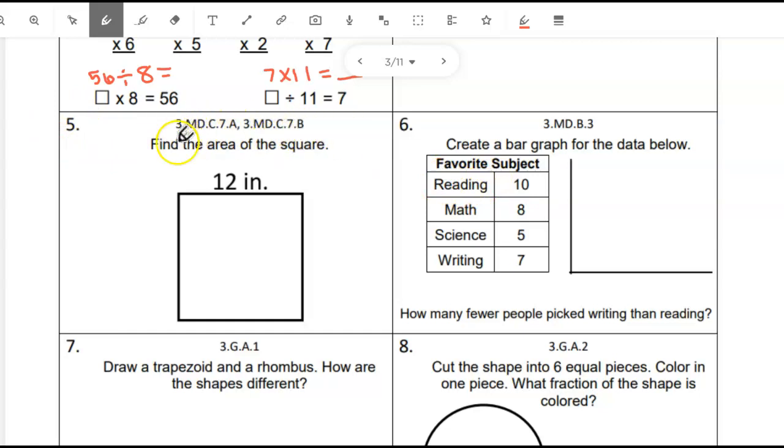Number 5. Now this one can be pretty tricky if you don't know what a square is. It says find the area of the square. A square has 4 sides that are all the same length. So if this side is 12 inches, this side is also 12 inches. Same with this side and this side. Remember, to find the area, we multiply the length times the width. So 12 times 12. An area is always in squared units. So that'll be 12 times 12 is whatever inches squared.